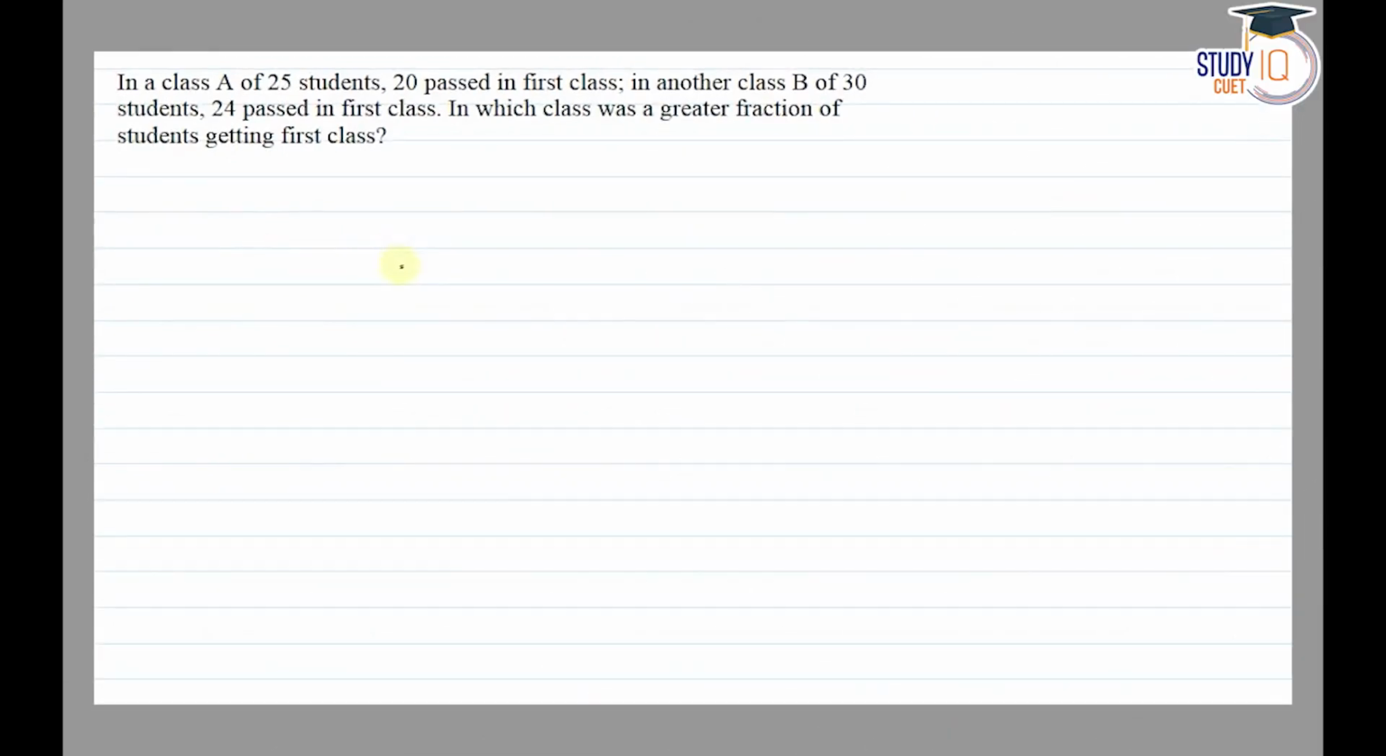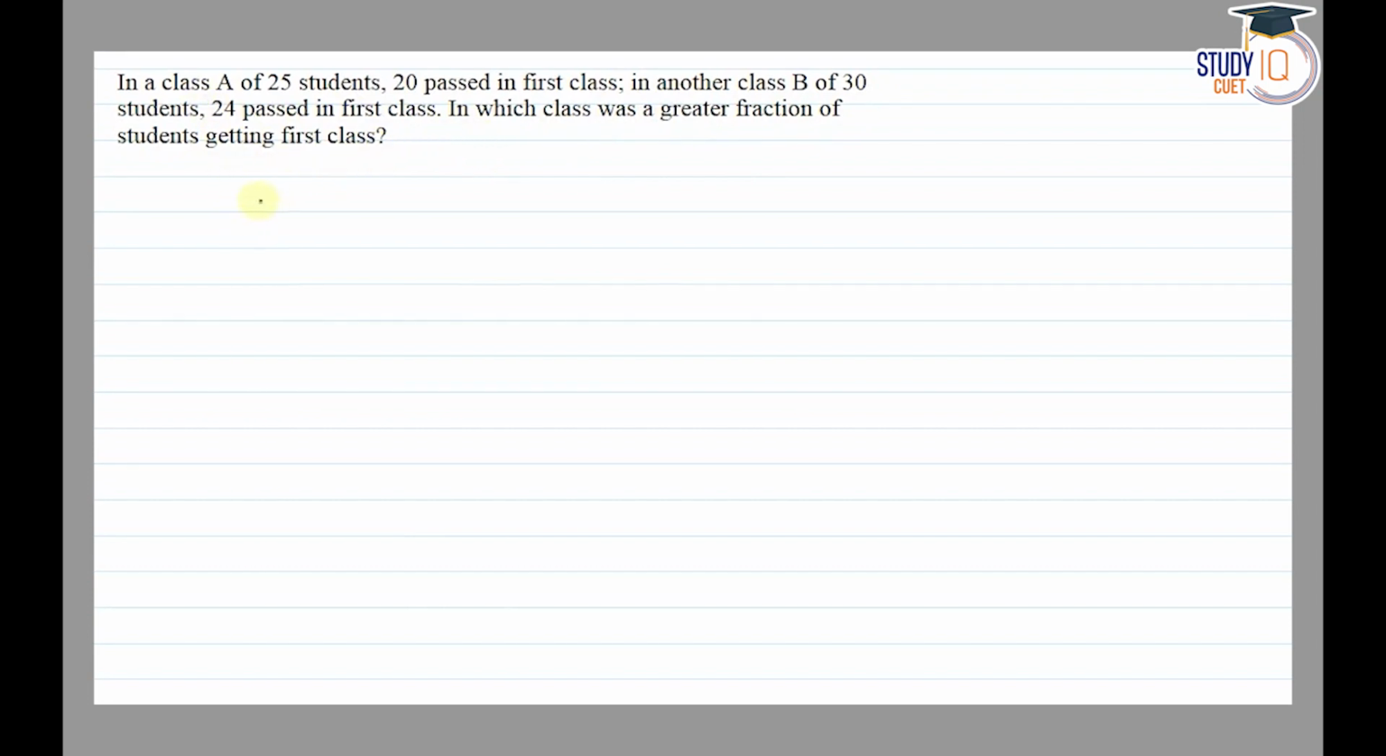Hello everyone. This question appears in the Class 6 NCERT chapter of fractions. This is the 10th question of Exercise 7.4. The question says that in a class A of 25 students, 20 passed in first class. In another class B of 30 students, 24 passed in first class. In which class was a greater fraction of students getting first class?